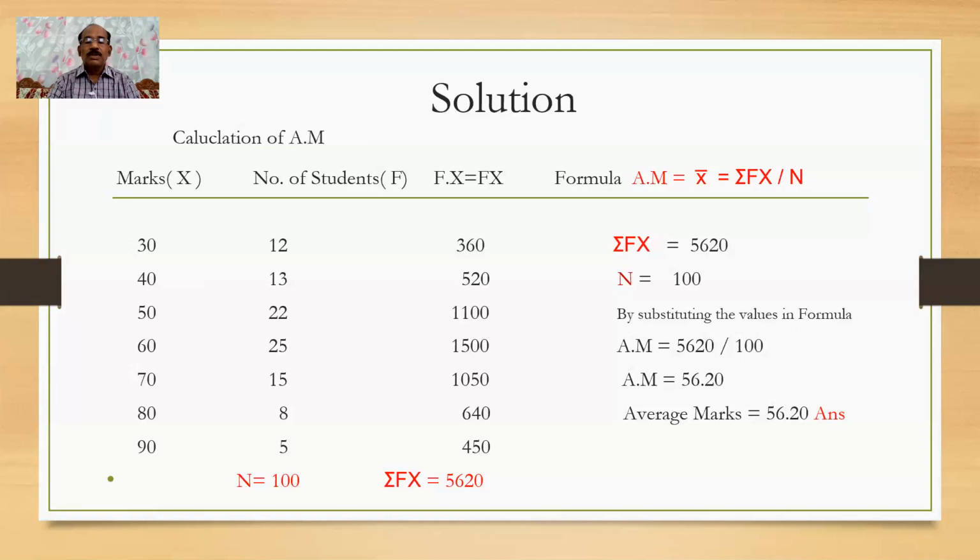For this example, the average marks are 56.20. It is the answer. That means these 100 students' average marks are 56.20. It is the answer.